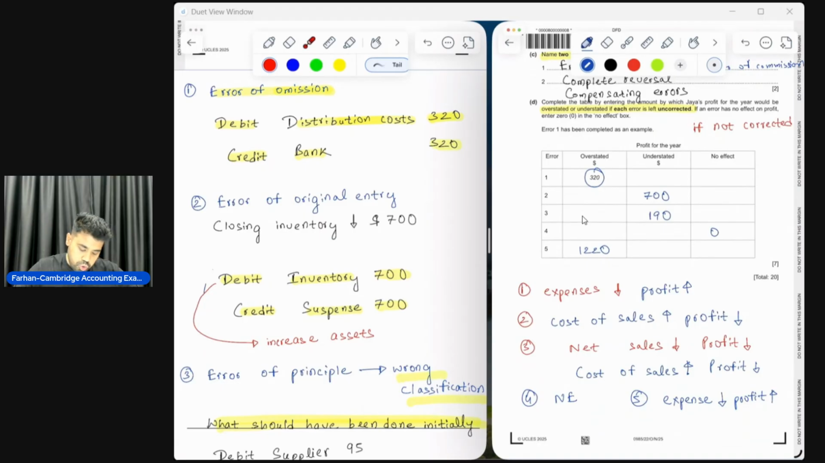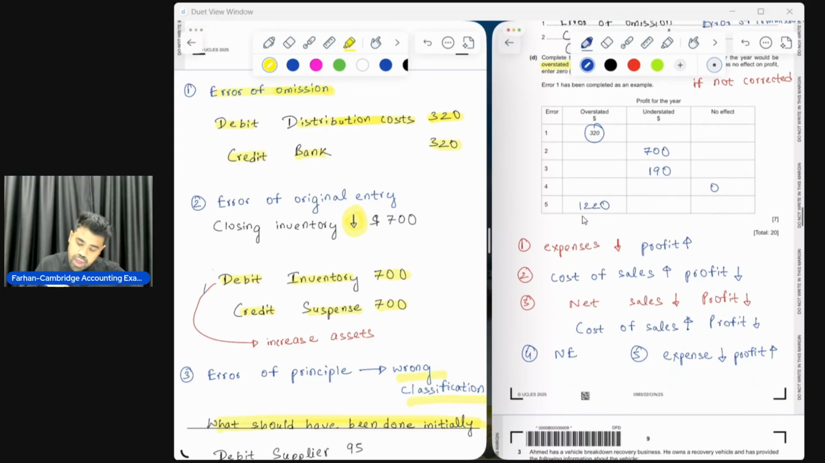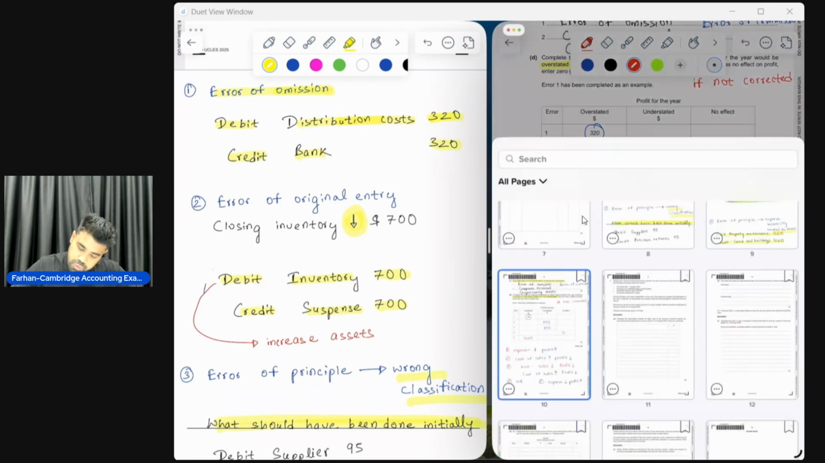So error number 2 is where closing inventory was understated by $700, right? So if closing inventory is understated by $700, the cost of goods sold that we calculate in the income statement will be overstated by $700. Isn't that so? Now, let me break that down further for you, all right? So I'll just add another page here and explain what's going on.